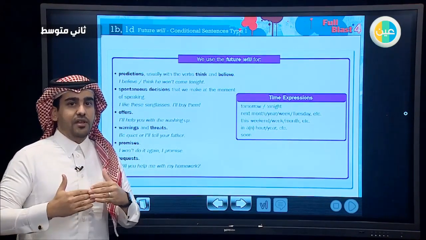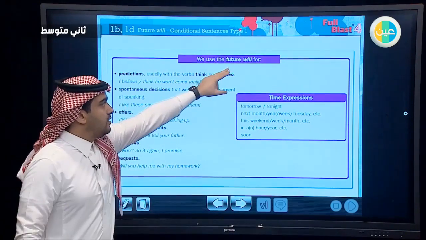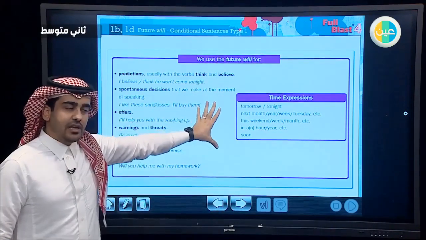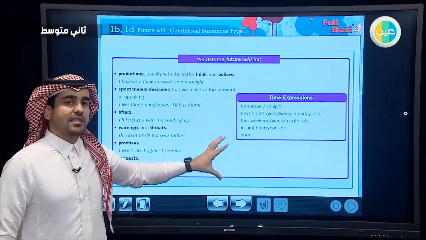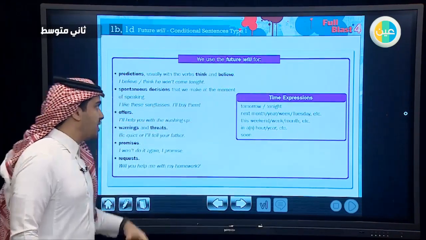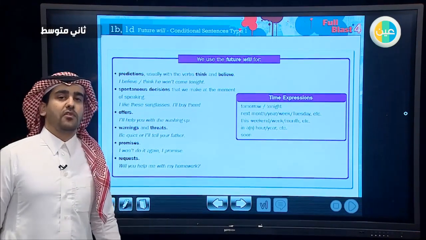إذا هذا اللي نتكلم عنه الآن في المستقبل. إذا قاعدة المستقبل مع will، okay؟ الموجودة أمامك الآن. سنشرح لك الآن استخدامات أو متى نستخدم قاعدة future will أو نستخدمها بالشكل الصحيح. Okay, so we have 1, 2, 3, 4, 5, 6 different uses for future will.